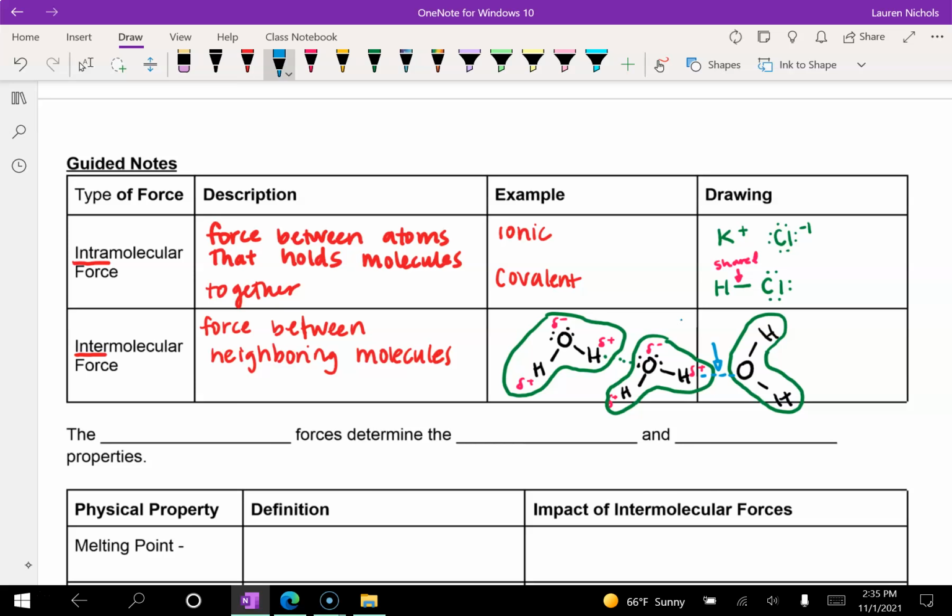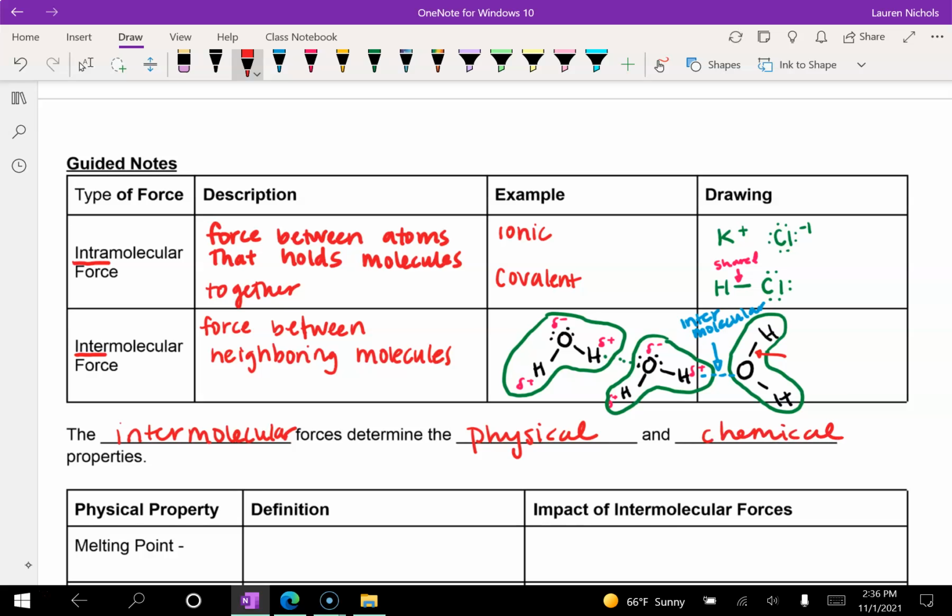So this right here is the intermolecular force. It has a specific name, but we're not going to get into all of that. We can see that the water is going to have an intramolecular force right here because it's covalent. Those electrons are being shared between hydrogen and oxygen. But then each water molecule itself is attracted and connected to one another through intermolecular forces. Now, the intermolecular forces are going to be what determines the physical and chemical properties of the substance.